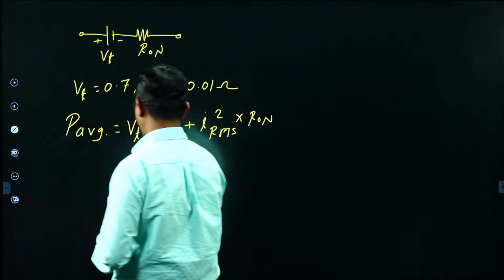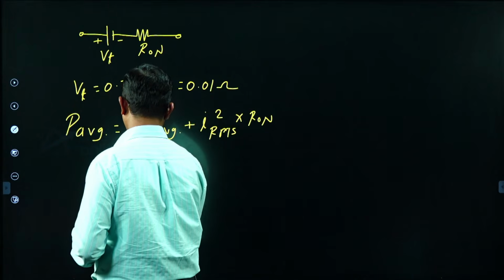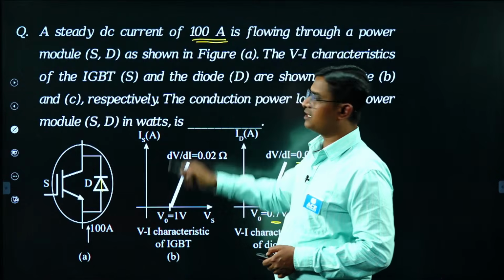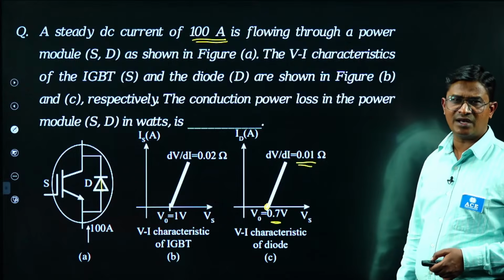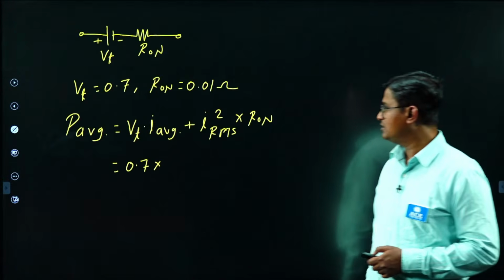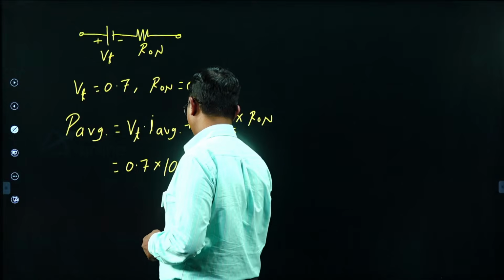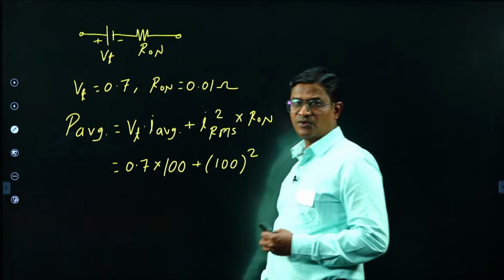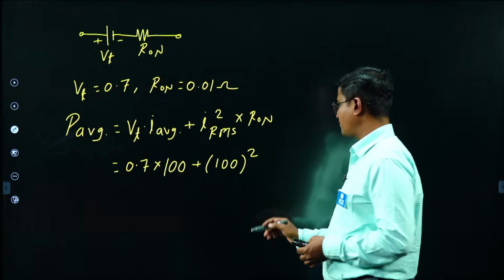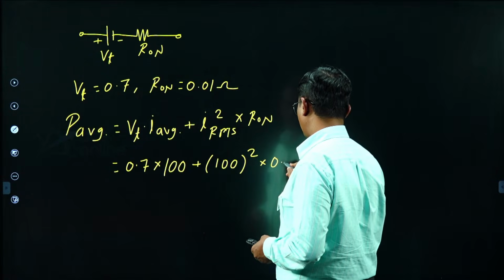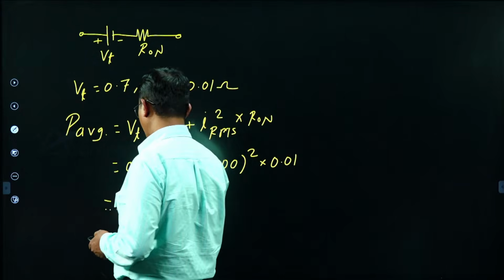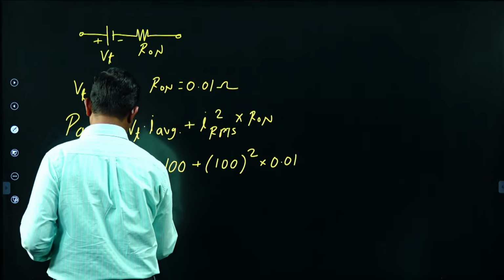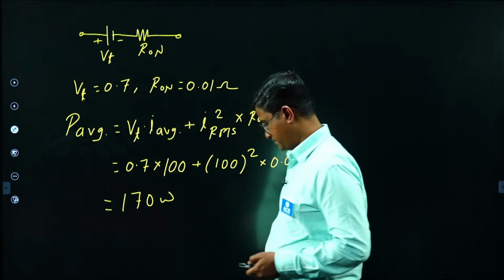Vt is 0.7 into I average. For a constant DC current of 100 ampere, what is the average value and RMS value? Same 100 ampere, right? So here I average is 100, plus I RMS square. For DC current, the average value and RMS value are equal to its amplitude. So RMS square means 100 square into Ron. Ron is 0.01, right? This will give you the P average. If you check, it will come like 170 watts, right? 170 watts, fine.